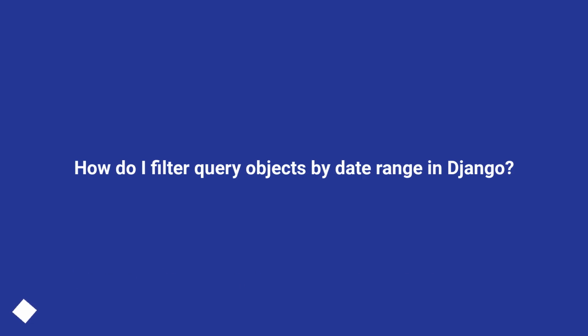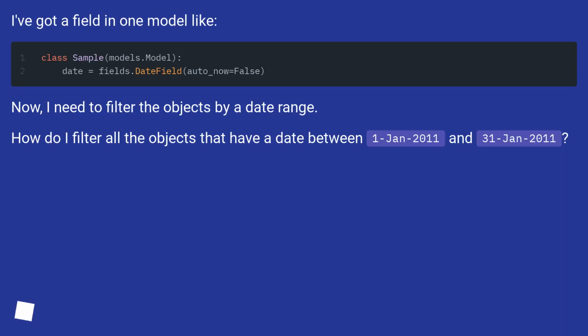How do I filter query objects by date range in Django? I've got a field in one model. Now I need to filter the objects by a date range. How do I filter all the objects that have a date between the 1st of January 2011 and the 31st of January 2011?